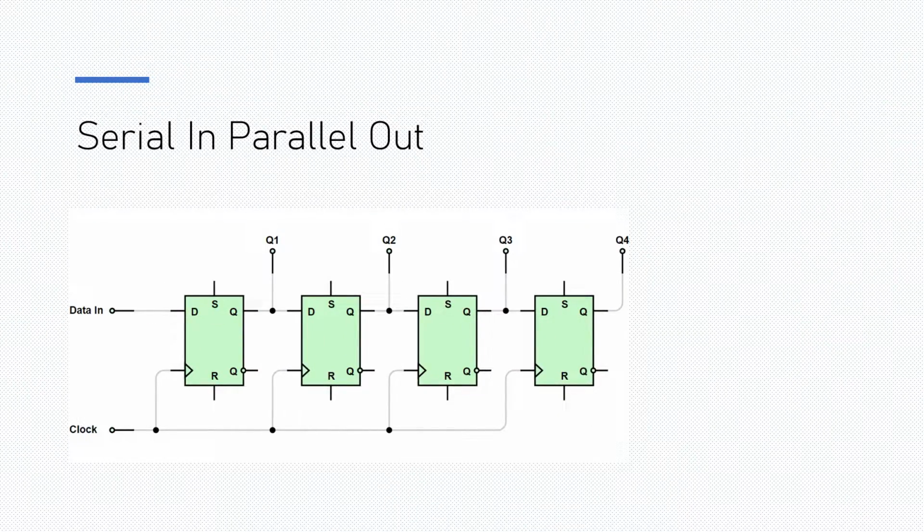Okay guys, looking at a serial in, parallel out register, we have a data input pin and a clock pin, and then we have 4 output pins. Some registers may have up to 8 pins, or may use up to 16 pins, depending on the operation. So this is just an example of a serial in, parallel out register.